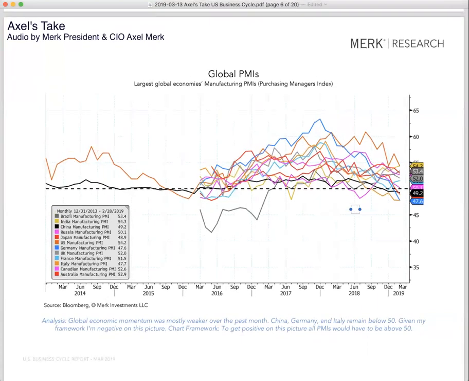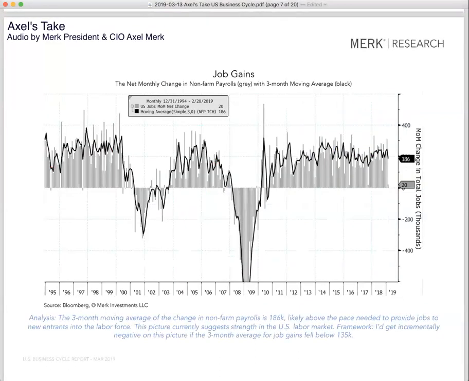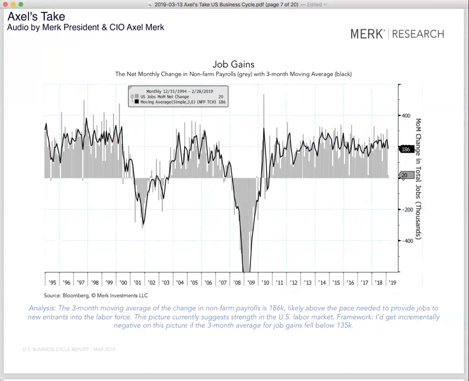Then, I hope I didn't lose you guys. I just had an issue here with my screen. Let me see whether I can continue here to the next page. Let me try it this way. Here we go.